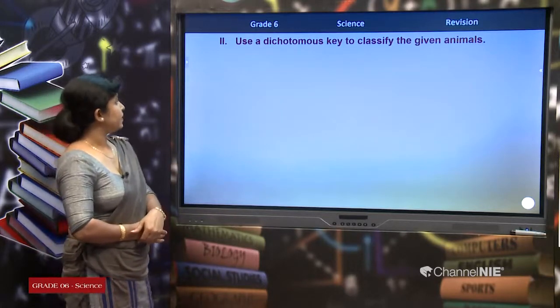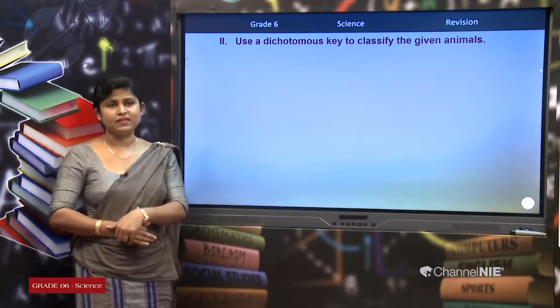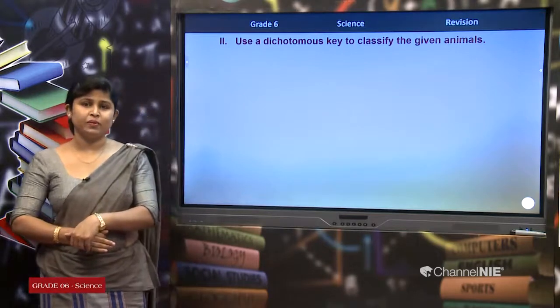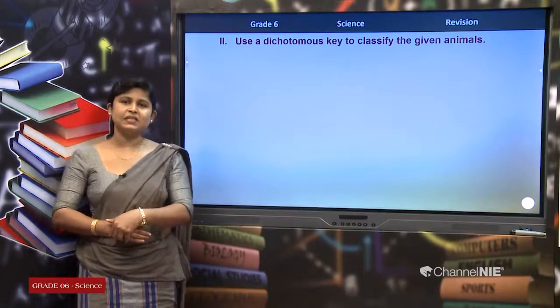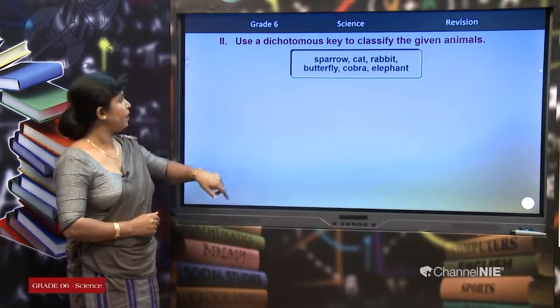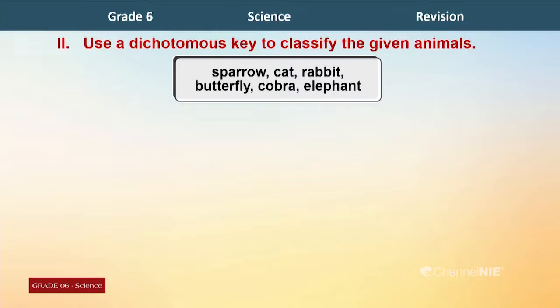Look at the question. Use a dichotomous key to classify the given animals. Right? Now, we are going to construct a dichotomous key. I think you will help me. I have given you 6 animals. Here are the animals given by me: sparrow, cat, rabbit, butterfly, cobra and elephant.